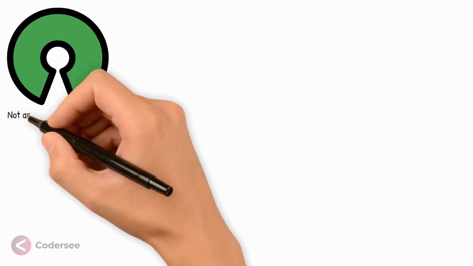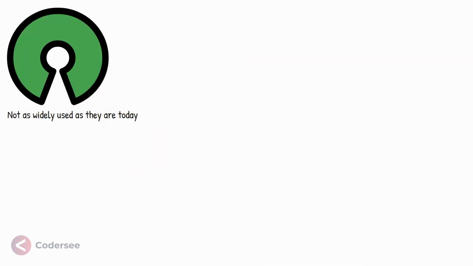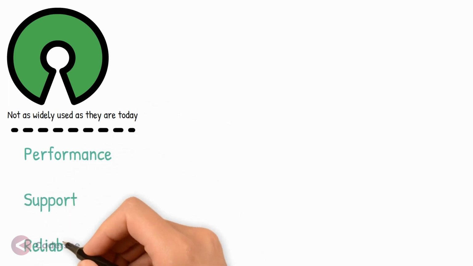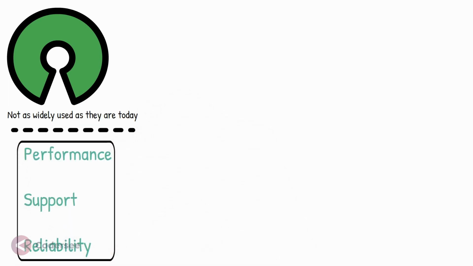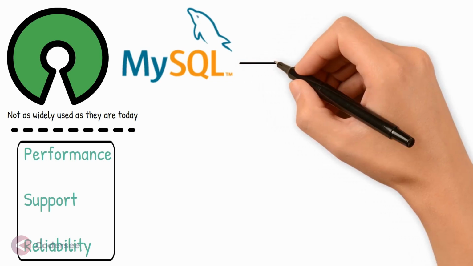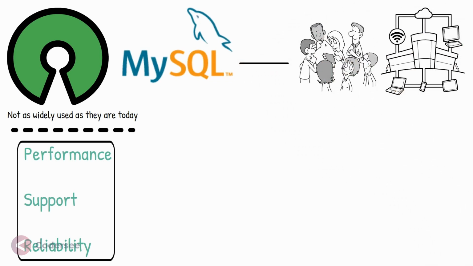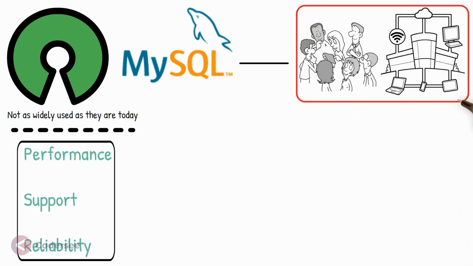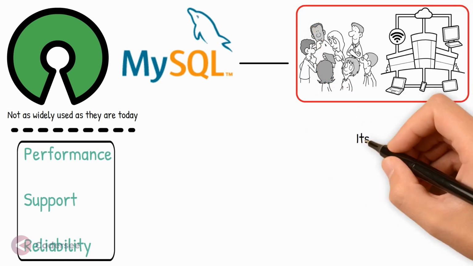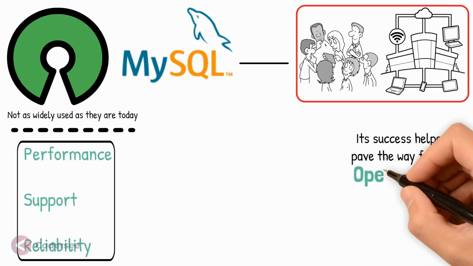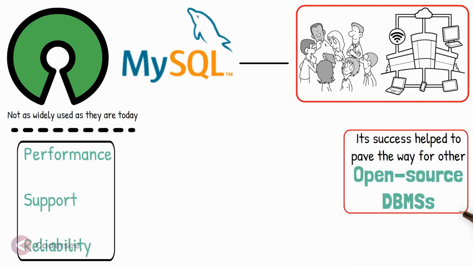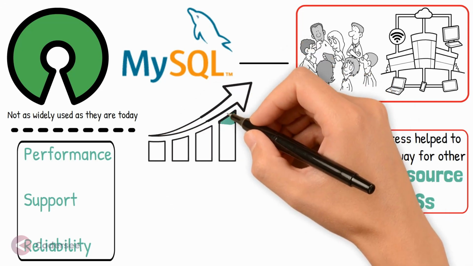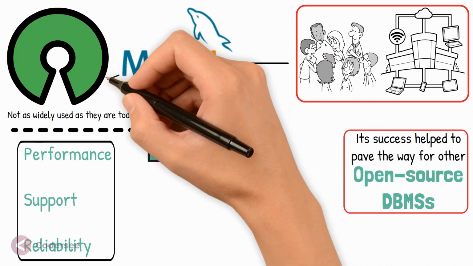On the other hand, available open-source solutions were not as widely used as they are today, and many organizations were hesitant to adopt them due to concerns about their performance, support, and reliability. As a result, MySQL quickly gained popularity among developers and organizations looking for an alternative to commercial database systems. Its success helped to pave the way for other open-source DBMSs, and it played a significant role in the growth of the open-source software movement as a whole.